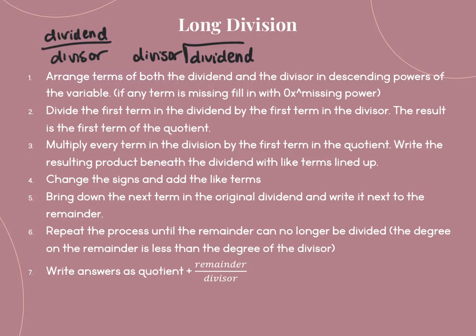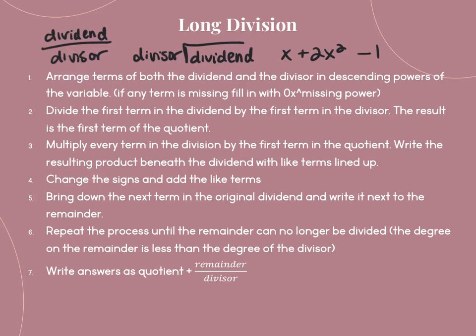So you're going to arrange the terms of both the dividend and the divisor in descending powers of the variable, which means if I have something like x plus 2x squared minus 1, I have to rearrange that so that the x squared comes first, then the x to the first, and then the constant. So you always want to rearrange them.